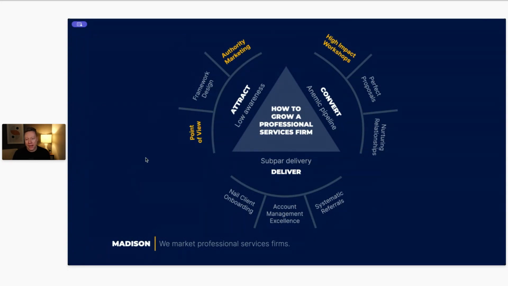So today, what Madison focuses our energy on these days, it's early days in the business, as most of you know, we focus most of our energy on identifying this point of view, communicating it through authority marketing, and then delivering high impact workshops. But today we're going to be talking about framework design and how you codify that. That's something that sometimes we help people with, but often it's something that you can do yourself.